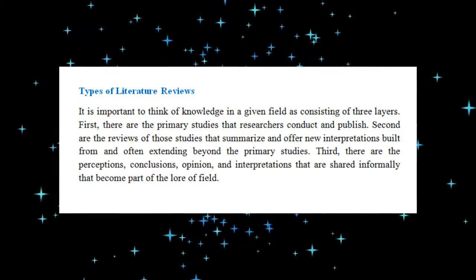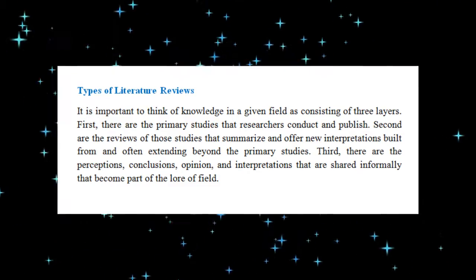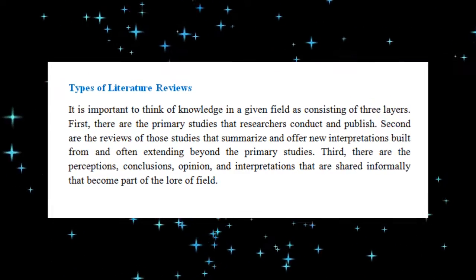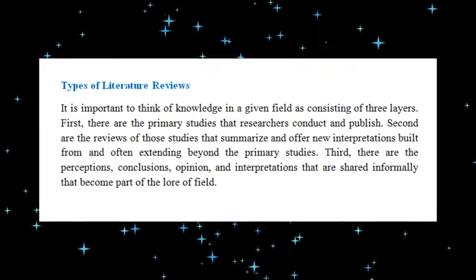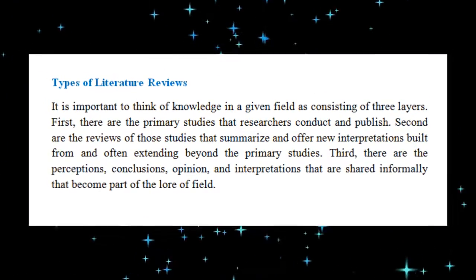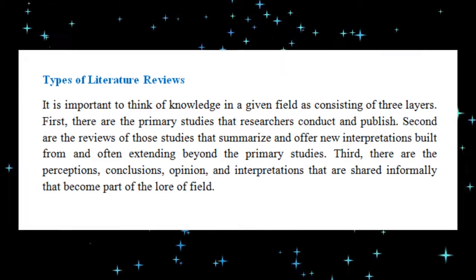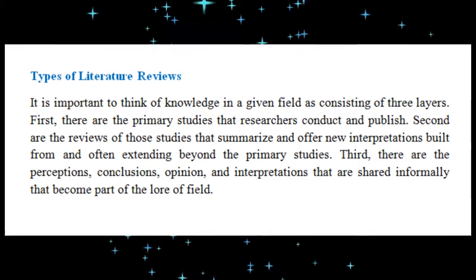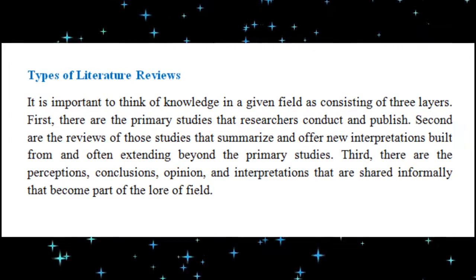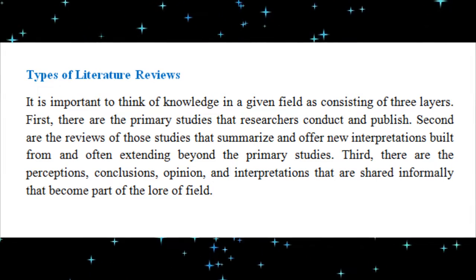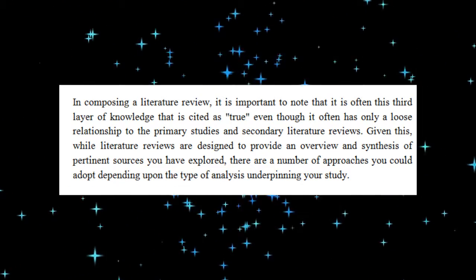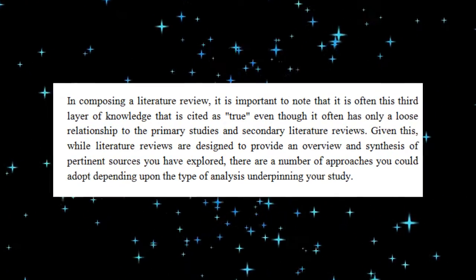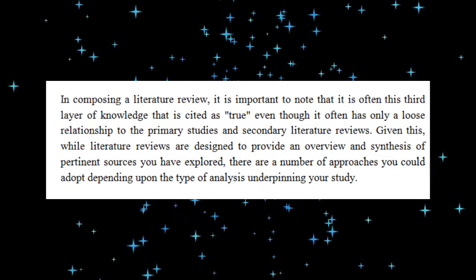Types of literature reviews. It is important to think of knowledge in a given field as consisting of three layers. First, there are the primary studies that researchers conduct and publish. Second are the reviews of those studies that summarize and offer new interpretations built from and often extending beyond the primary studies. Third, there are the perceptions, conclusions, opinions, and interpretations that are shared informally that become part of the lore of the field. In composing a literature review, it is important to note that it is often this third layer of knowledge that is cited as true even though it often has only a loose relationship to the primary studies and secondary literature reviews.